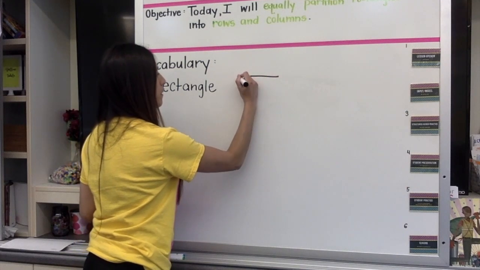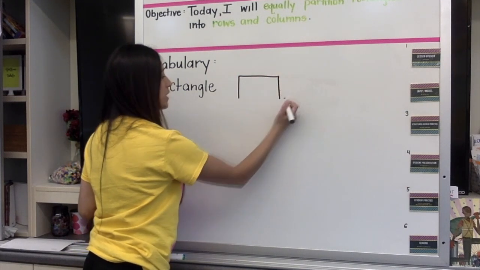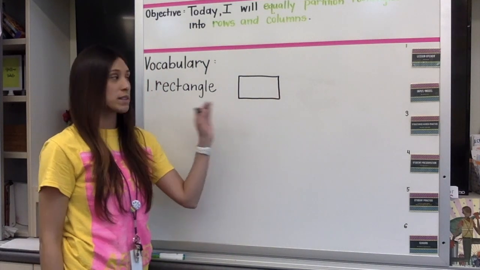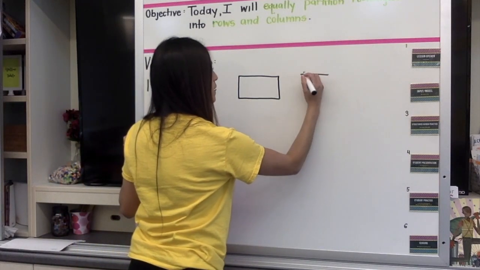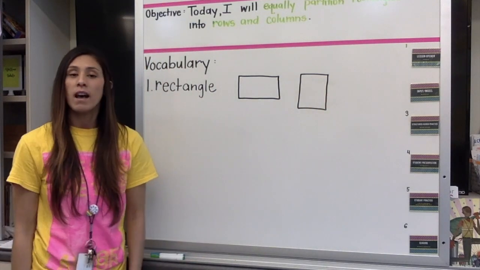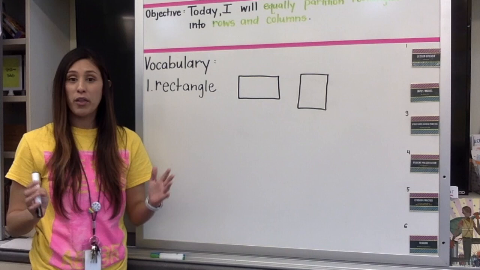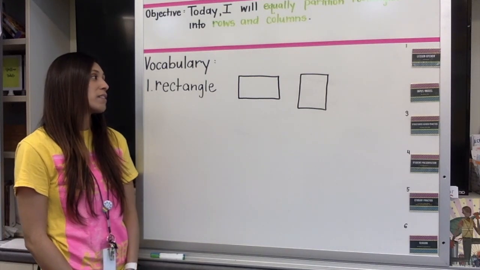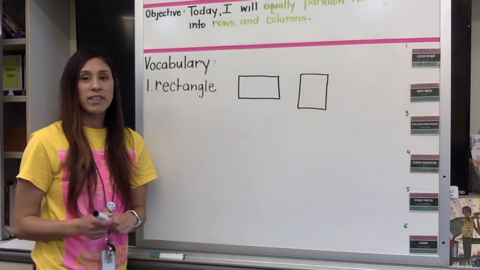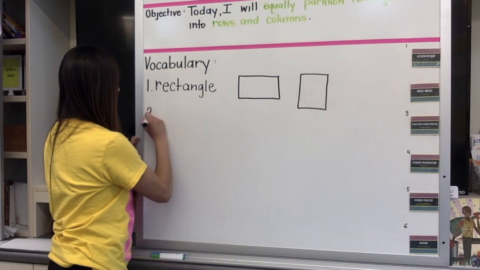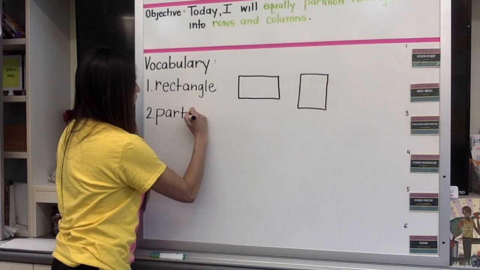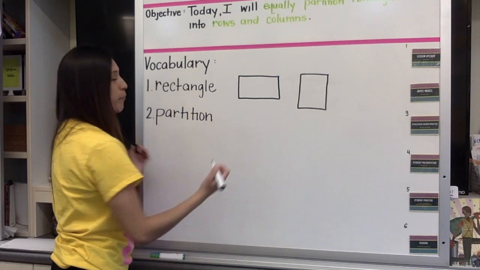But just remember that we talked about in our shape unit that rectangles can look like this, horizontal. Rectangles can also be drawn vertically, so kind of up and down. Rectangles can be any width, any size. So just a little review of rectangles, all right? And then the second word is a word we talked about last week. The second word is partition. Can you say partition?